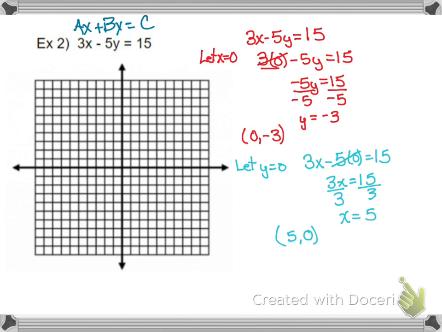So 0, negative 3 is on the y-axis, 3 units down. 5, 0 is on the x-axis, 5 units over. And then we can draw a line between our 2 points, extending in both directions, and put your arrows on the ends, showing it goes infinitely in both directions. And there is our line for 3x minus 5y is equal to 15.